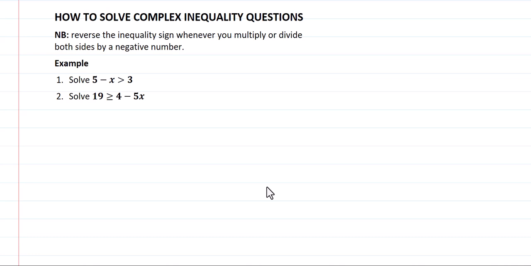How to solve complex inequality questions. Note, reverse the inequality sign whenever you multiply or divide both sides by negative numbers. So let's go ahead and solve the questions we have here. Number 1, we have 5 minus x is greater than 3.